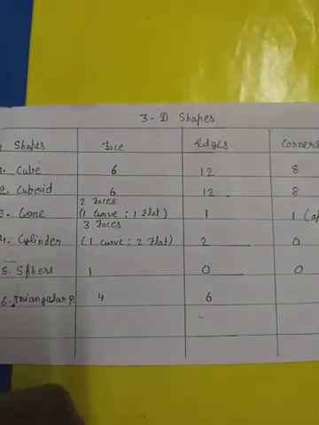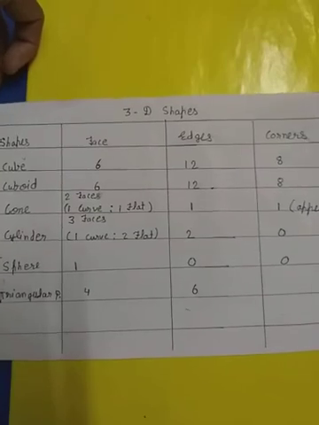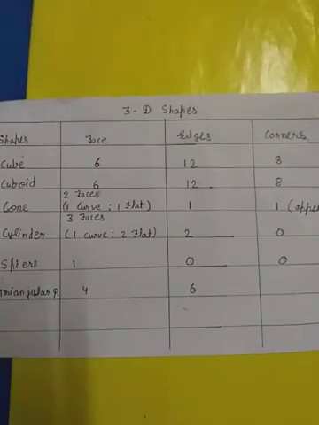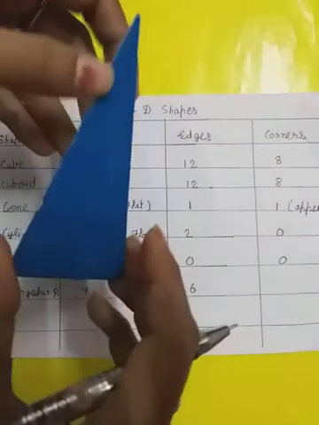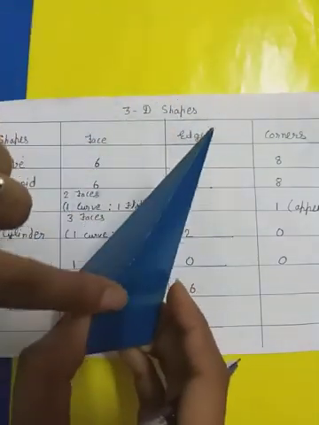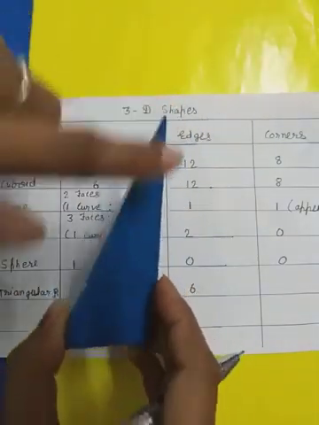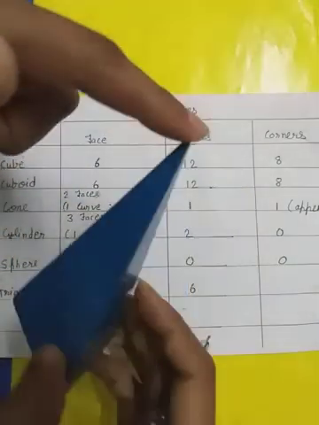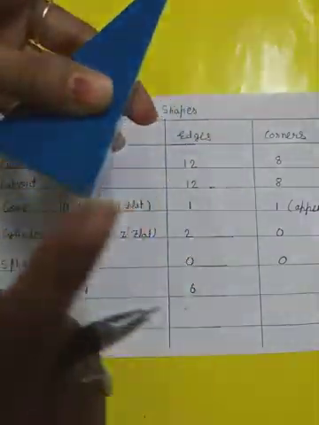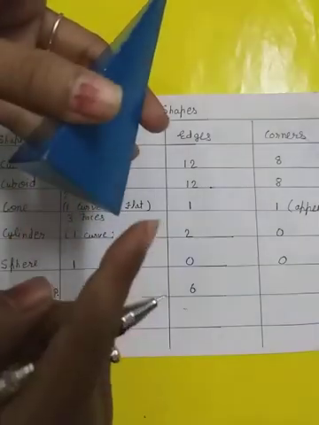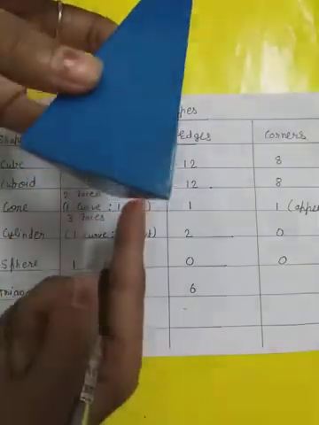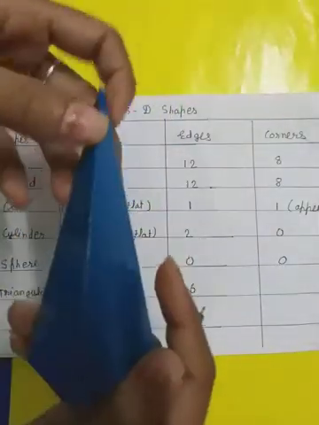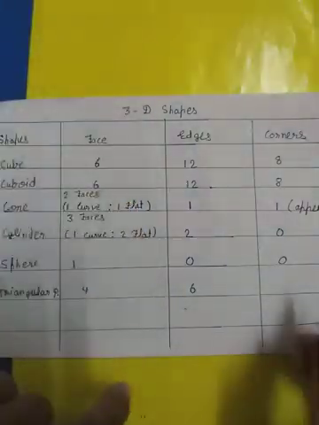Next, corners. Where two edges meet, that is called a corner or vertices. So how many corners do we have in this shape? Where two edges meet, that is called a corner. 1 corner, 2 corners, 3 and 4. We have 4 corners or vertices in a triangular pyramid.